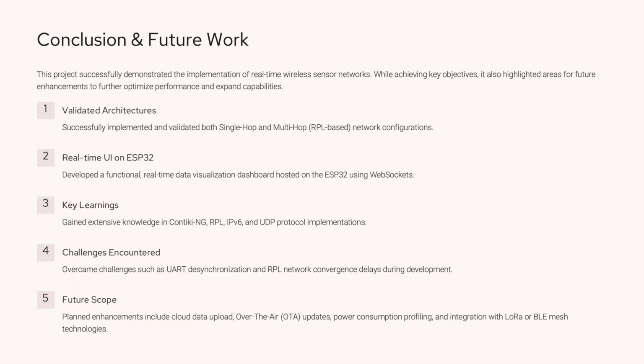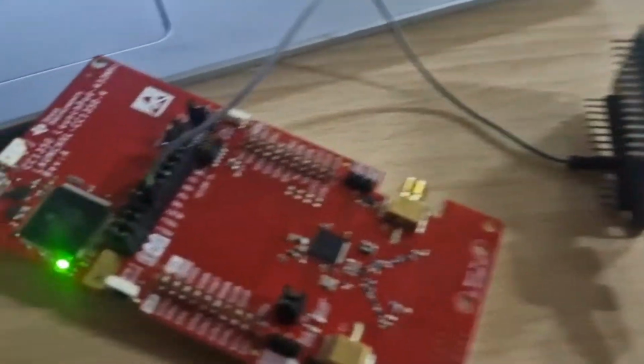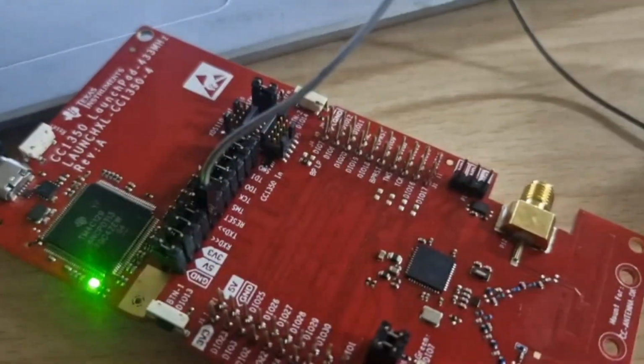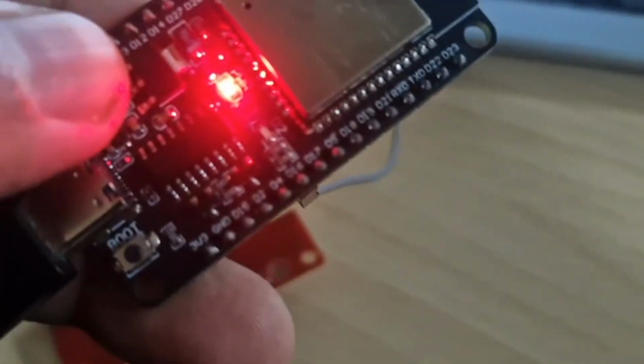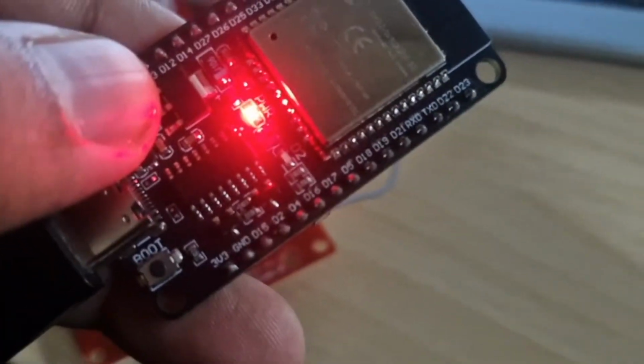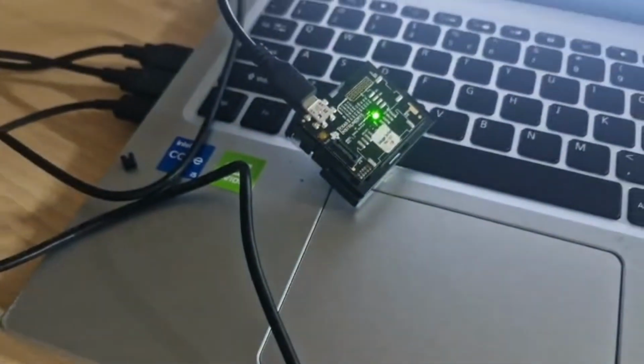So moving to our hardware demonstration, I am going to demonstrate the project. This is my single hop network project where I have connected a LaunchPad with an ESP32 through a female to female cable, where the D16 pin is connected to the transmission pin of this LaunchPad, and the LaunchPad is connected to the SensorTag.